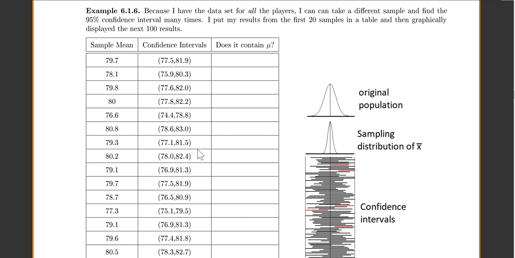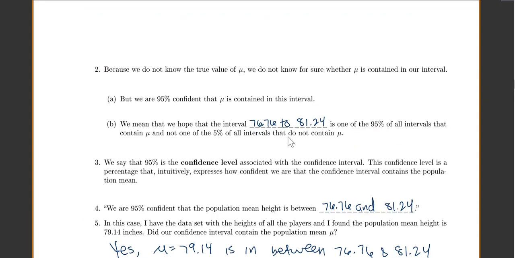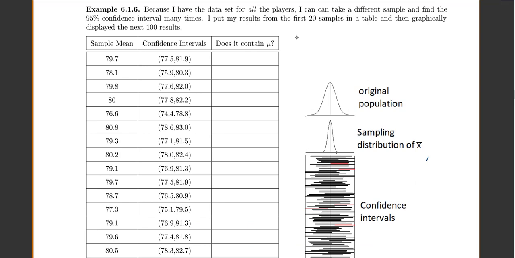So for this confidence interval, 77.5 to 81.9, does it contain my population mean mu, which is 79.14? It would be between 77.5 and 81.9, so yes. My next one, yes, it would be in there. Yes, yes. Oh, but this one, notice my sample mean was really low this time. And so my confidence interval goes from 74 to 78. And so mu is actually not in there. So this one is a big no.